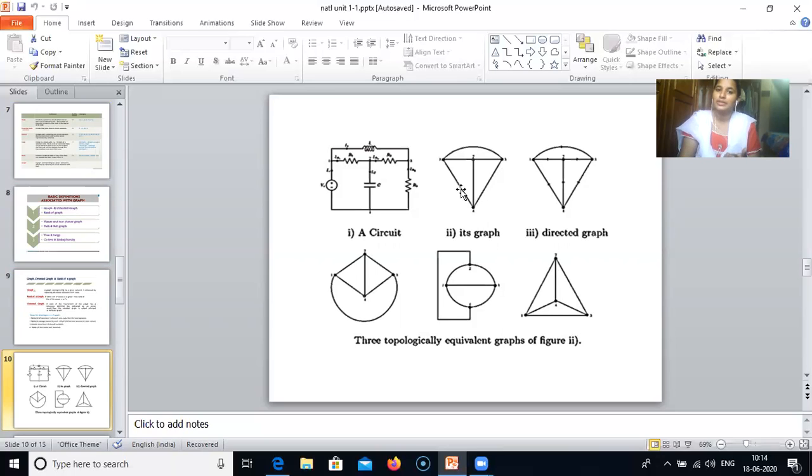Okay. So this graph can be represented in any of the ways. Here also 1, 2, 3, and 4 nodes are there. Here 1, 2, 3, 4 nodes are there. Here also 4 nodes. The same network graph in different forms. Any form we can give.